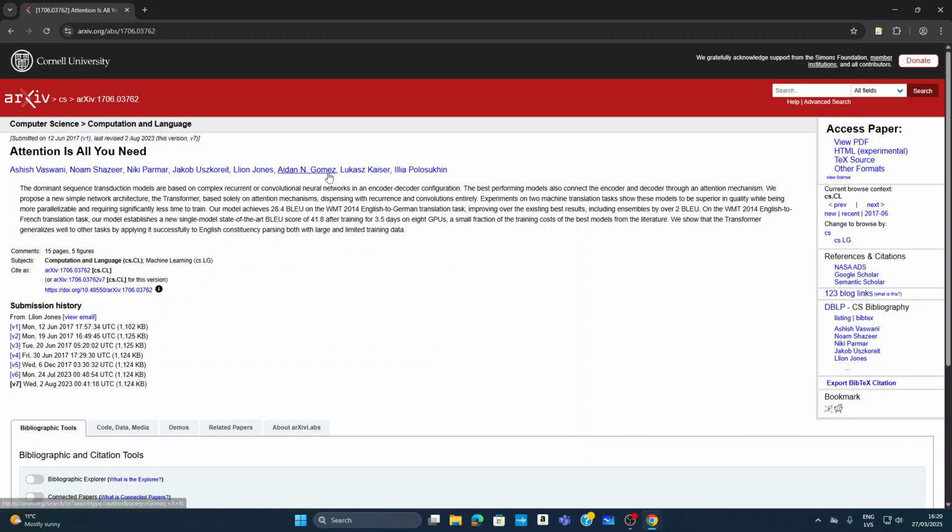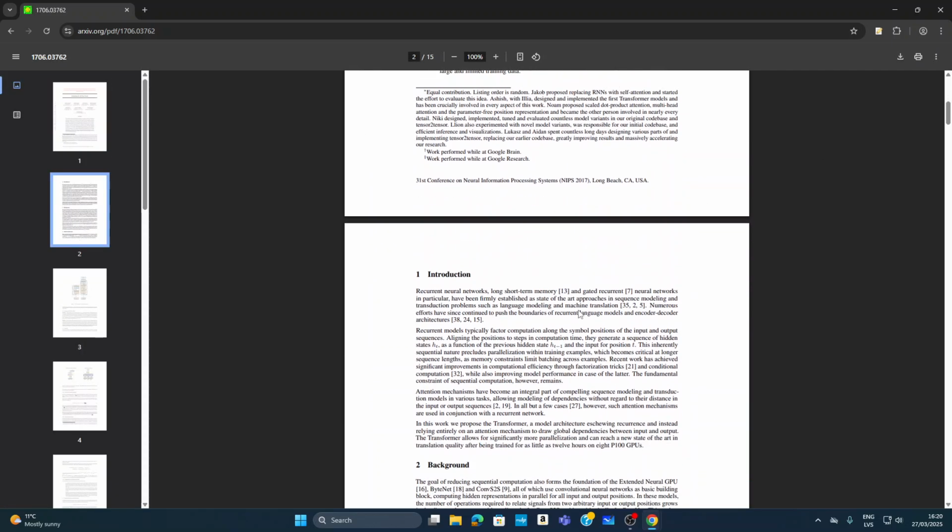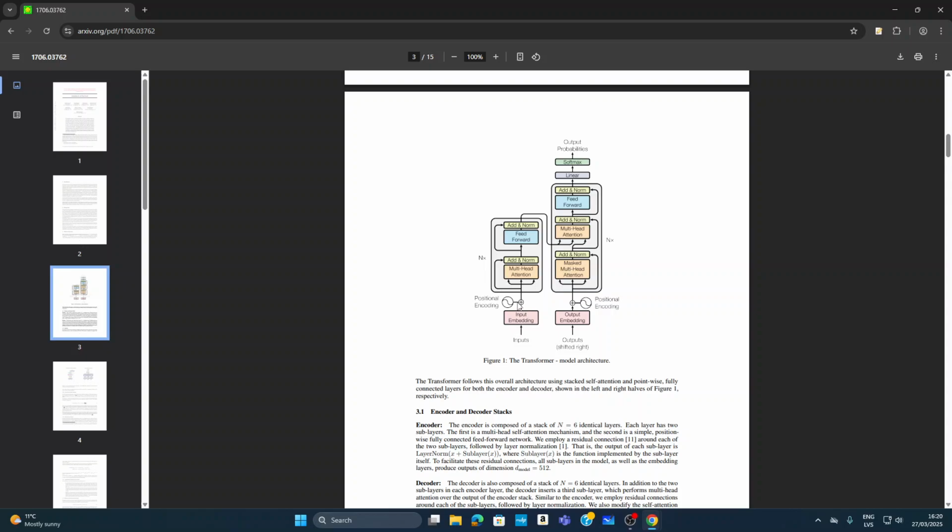They mention these guys here. So we can review the paper. There might be a picture here somewhere. Well, this is actually the neural network right here: the famous or infamous transformer architecture, basically.